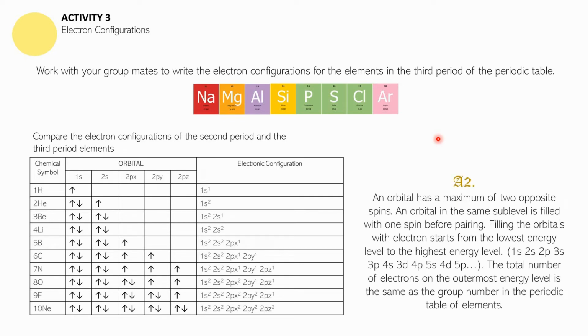Okay, so the answer to question number 2 is: an orbital has a maximum of 2 opposite spins. It has a maximum of 2 opposite spins. So each cell here is an orbital. So, maximum of 2 opposite spins. An orbital in the same sublevel is filled with 1 spin before pairing.